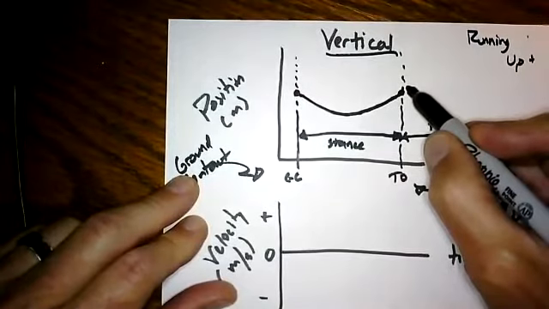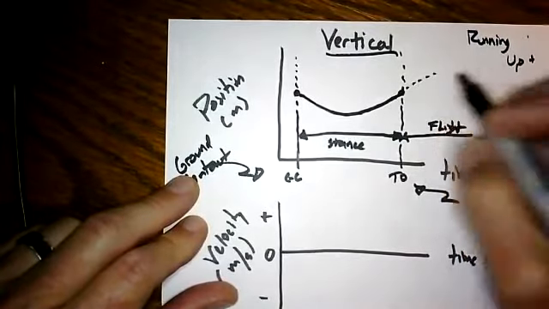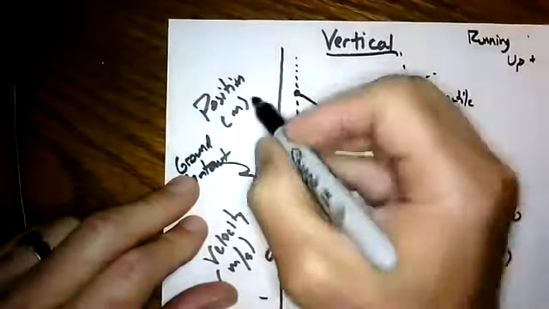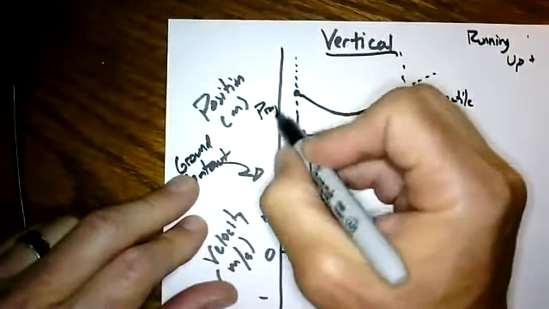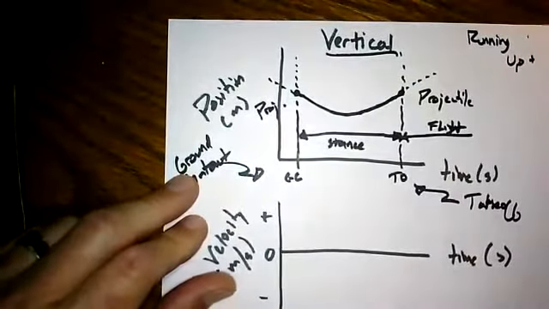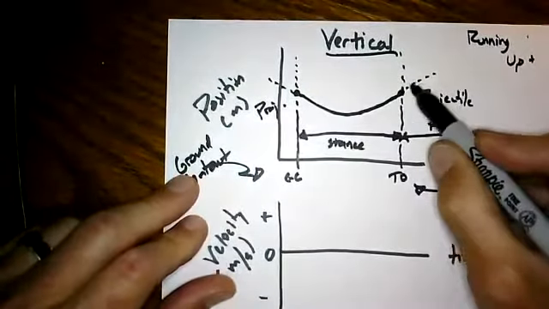Prior to and after contact, we have a projectile situation. And what's nice about that is we know the kinematics of projectiles. This is a second order polynomial. We know velocity will change at a constant rate, and that acceleration will be negative 9.8 meters per second squared. So that's good information to have.